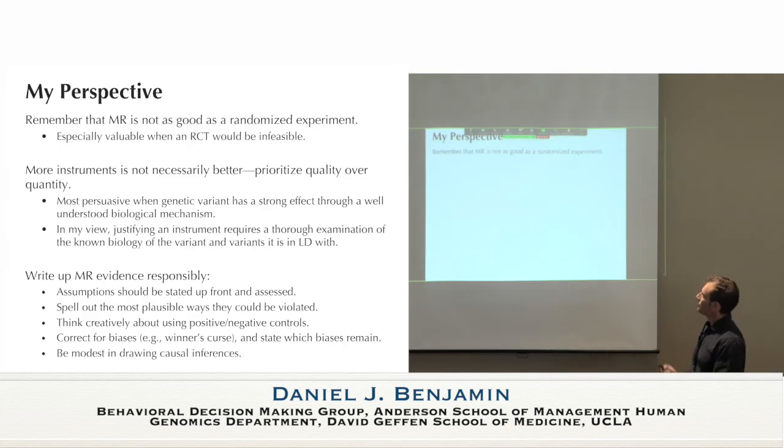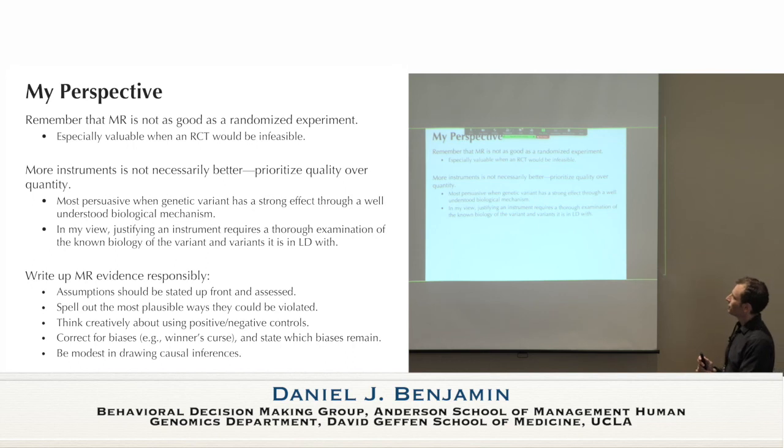Okay, so here are my takeaways, big picture, things to remember. MR is not as good as a randomized experiment, but it can be valuable when an RCT wouldn't be feasible, especially. More instruments isn't necessarily better. I would urge you to prioritize quality of instruments over quantity. As we've talked about, it's most persuasive when the genetic variant has a strong effect through a well-understood biological mechanism.